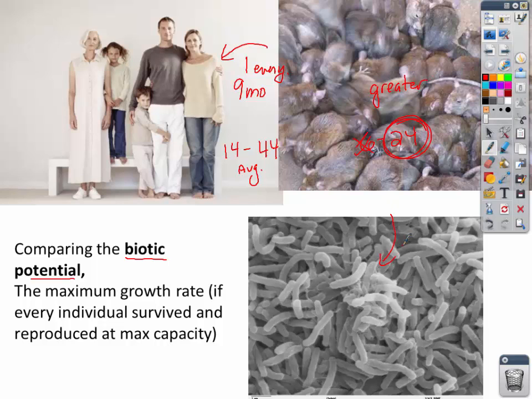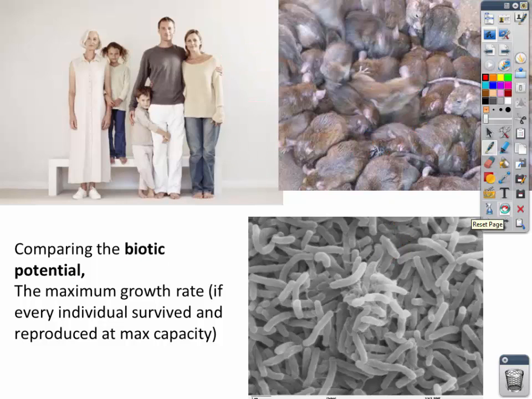All right, then think about bacteria. Their population doubles very quickly. It could be within an hour. It can be within a few minutes. When we talk about biotic potential, we're referring to the maximum growth rate if every individual survived and then reproduced at maximum capacity.